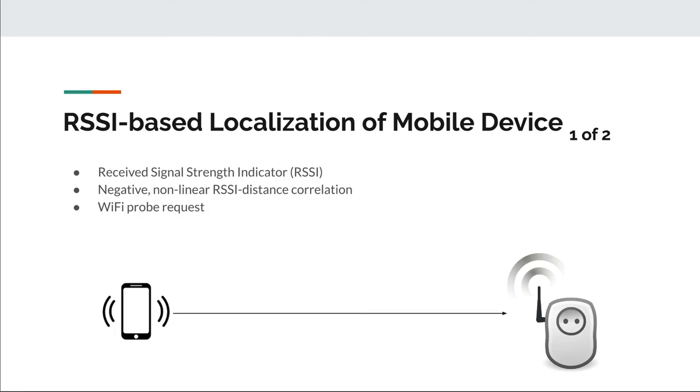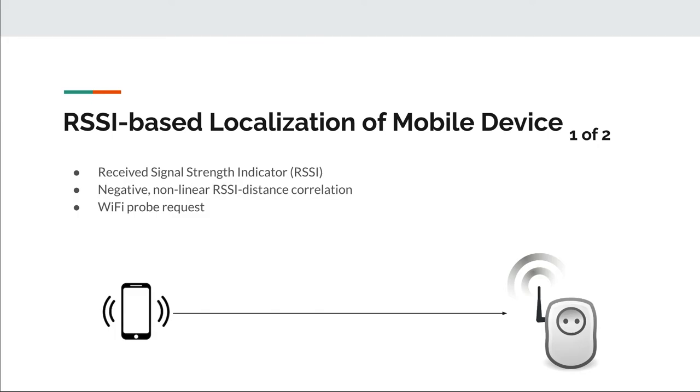Given that as radio frequency signals travel through the air, their signal strength decreases, there is a negative and non-linear relationship between RSSI and distance. In other words, we can think of RSSI as a feature that contains information regarding the position of the sender relative to the receiver. If we want to leverage RSSI to perform localization on a mobile device, we need to have the mobile device send some sort of radio frequency signal.